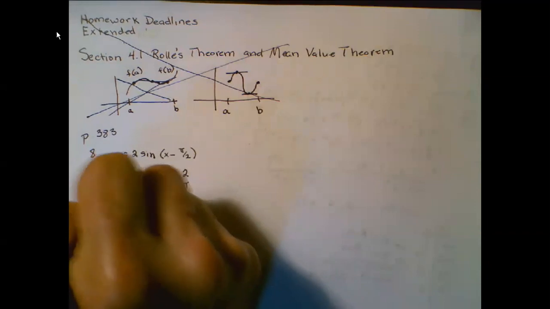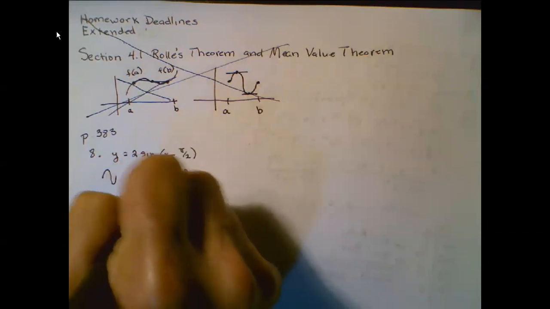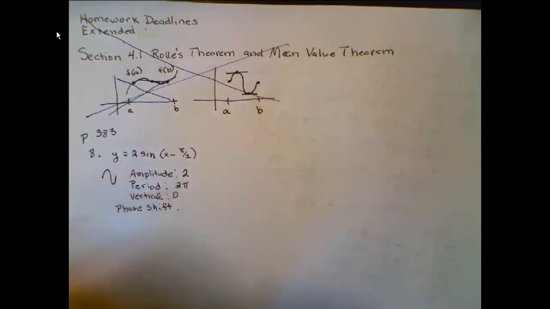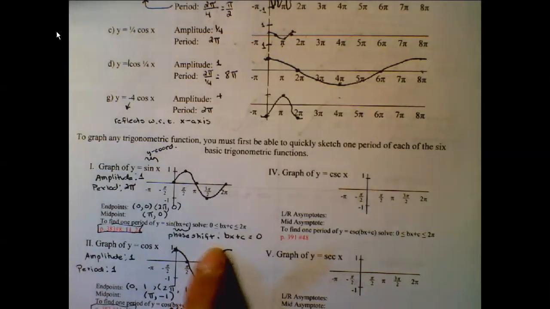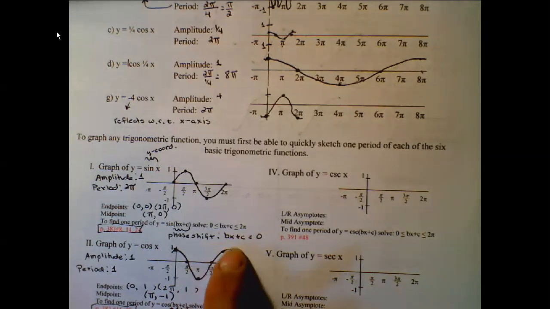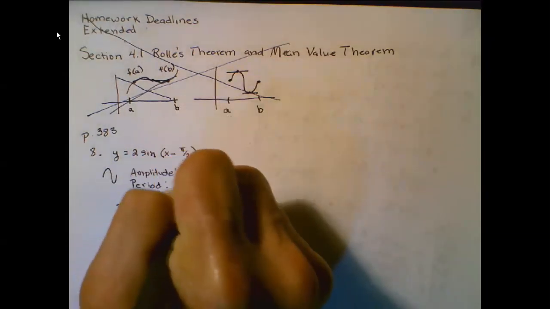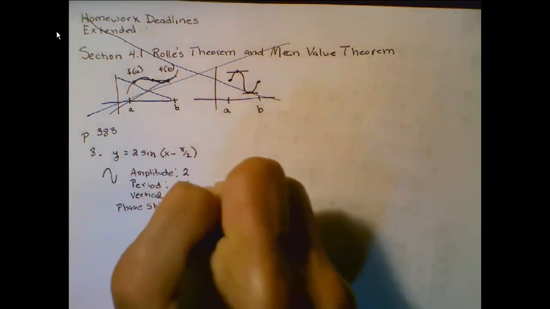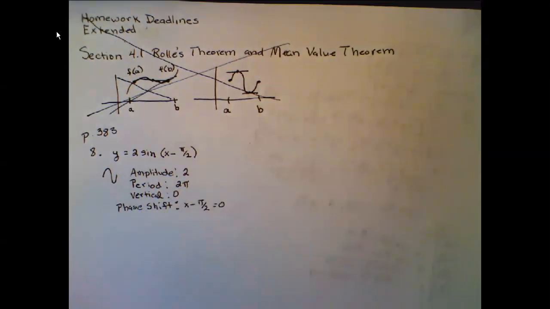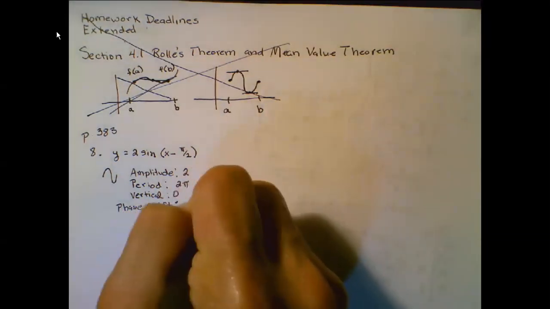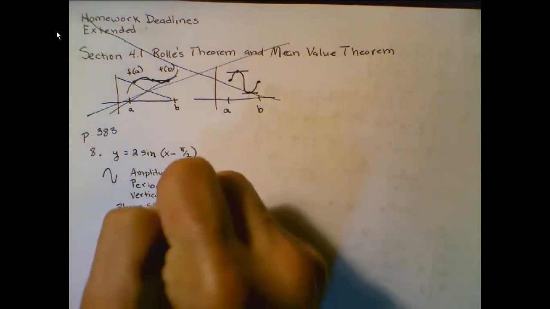And then it's going to ask me for my phase shift. And that's where I made this note. You just set the argument of the function equal to 0, and that'll tell you how your graph has been shifted to the left or to the right. So if I set this x minus pi over 2 equal to 0, then I would get the phase shift is pi over 2.